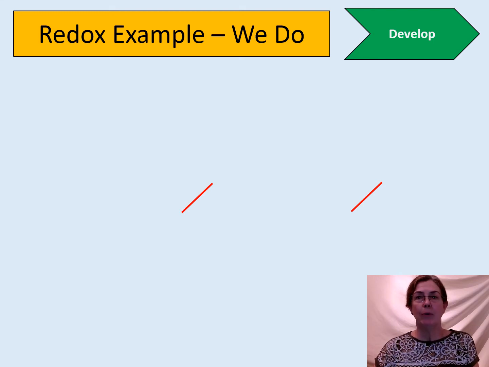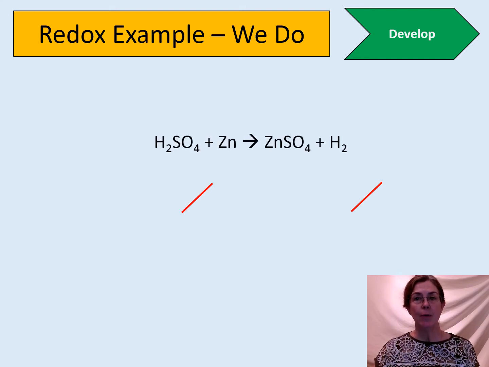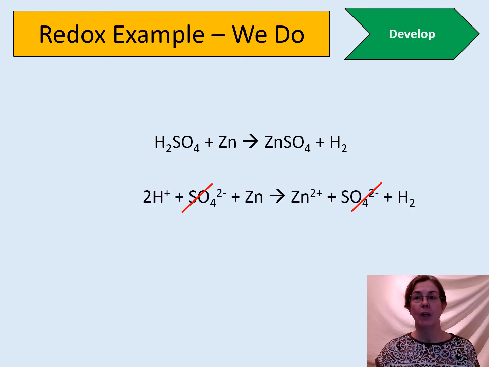So let's do an example, a redox example. Here we've got sulfuric acid reacting with zinc to give us zinc sulfate and hydrogen. So what do we do? We split it into its ions. Sulfuric acid is 2H+ and SO4 2-, that's its ions. We've got zinc metal, or zinc element, and that reacts to give us zinc sulfate. Zinc sulfate is Zn2+, and then the sulfate ion SO4 2-, and we've got hydrogen gas H2.